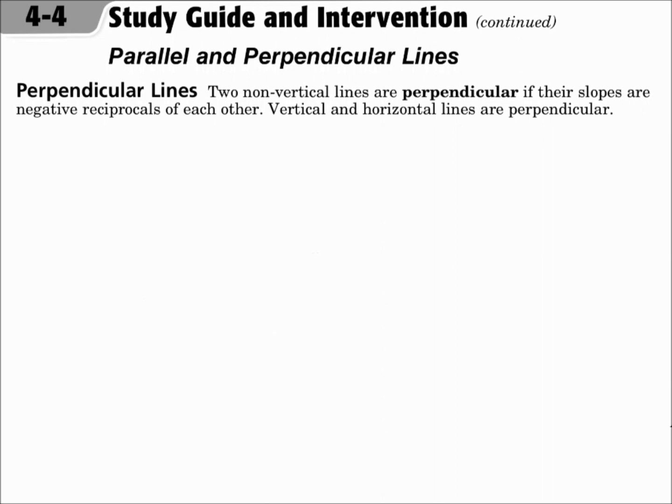Two non-vertical lines are perpendicular if their slopes are negative reciprocals of each other, and vertical and horizontal lines are perpendicular. So remember, if they're parallel, they have the same slope, but if they're perpendicular, their slopes are negative reciprocals of each other. Here's some examples. 2/3 and negative 3/2. Those are negative reciprocals. Lines with those slopes are perpendicular.